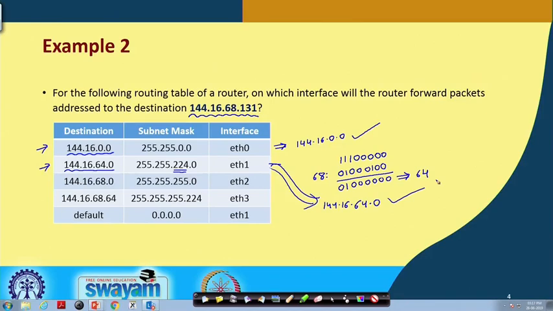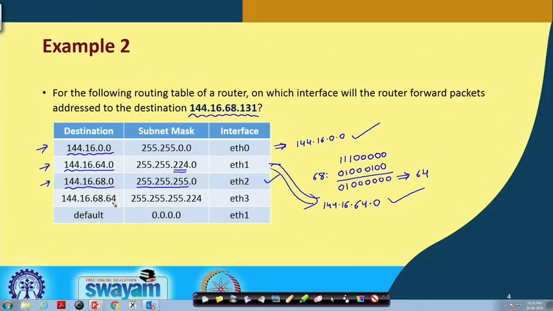Let us come to the third row, 255, 255, 255, all 3. So, the first 3, 144, 16, 68 will remain, the last one will become 0, which is the same as here. So, here also there will be a match. So, there is a match in all 3 rows of the table.